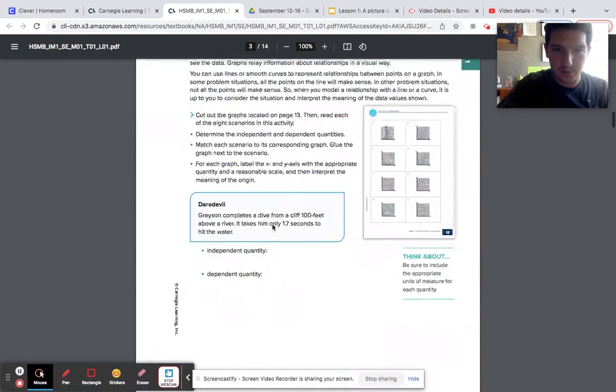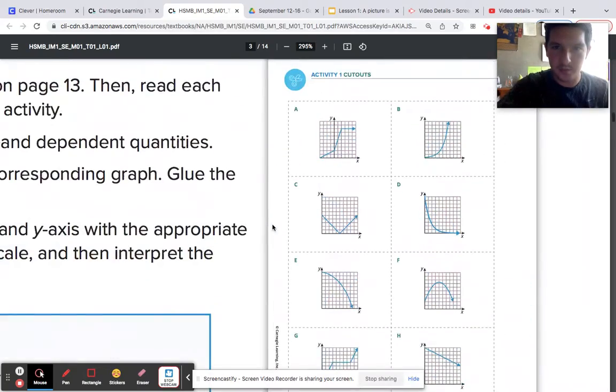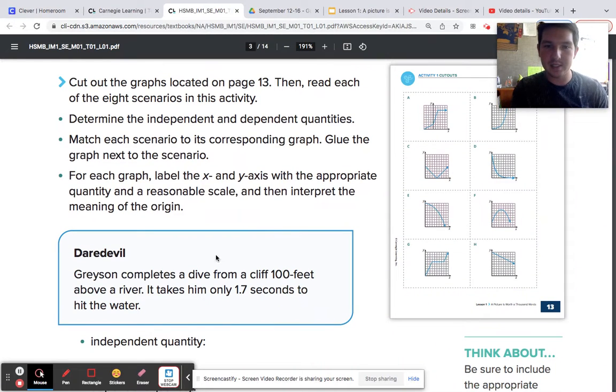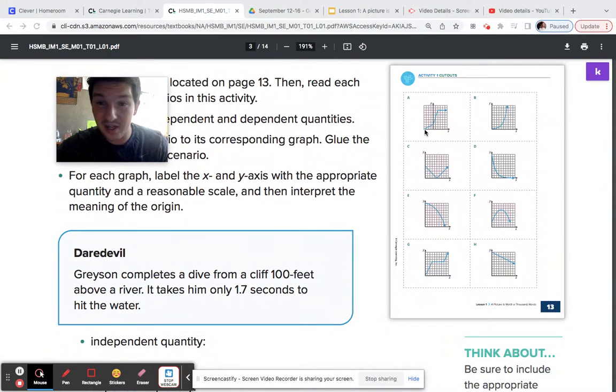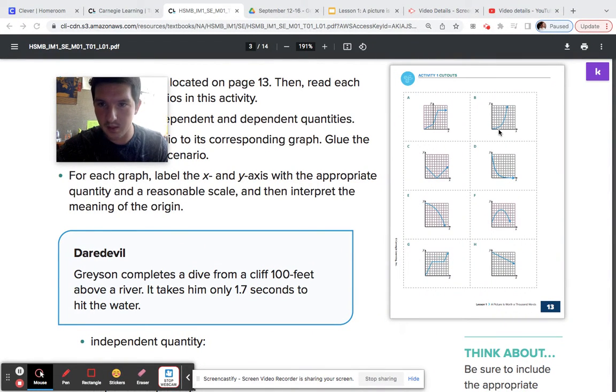Okay, so scroll down. It's kind of hard to see. So we're looking at the scenario of this right here. Grayson completes a dive from a cliff 100 feet above a river. If we're looking at this right now, A is starting at the baseline. Well, he's above the ground, right? We're not at ground level. B is also at ground level. C is not. C is above, so it could possibly be C, it could possibly be D, E, F, G, not possible for G, right? Or H. So these are the possibilities that we're looking at.